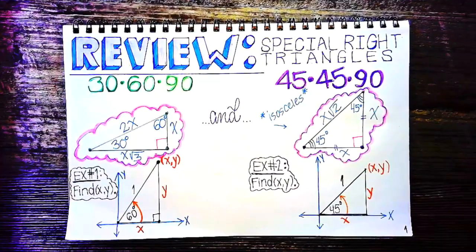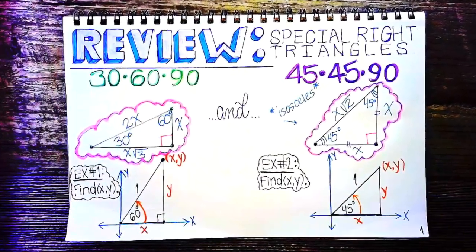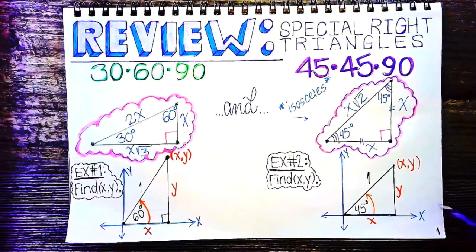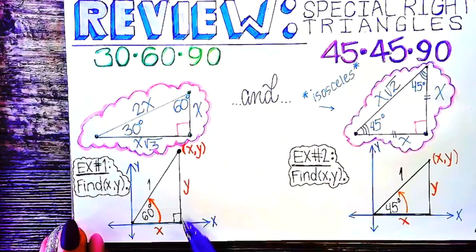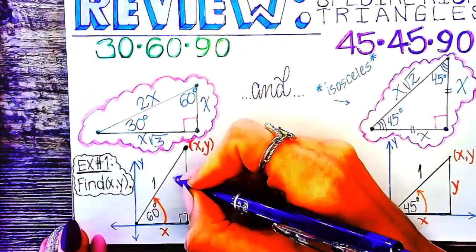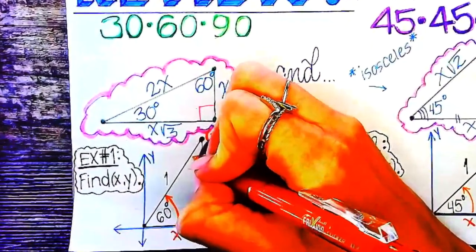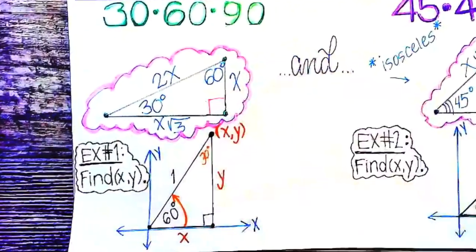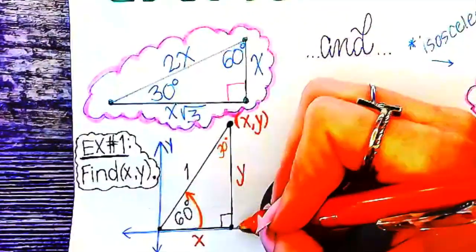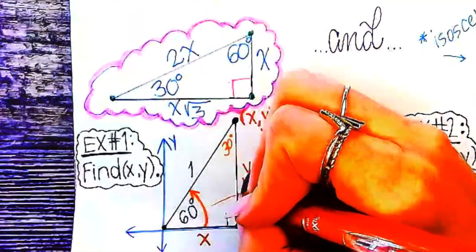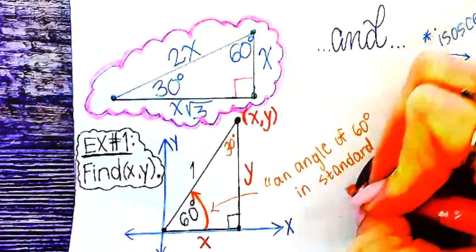Now we're going to move on to example 1. Find the coordinate x, y. In this picture, we have a 30-60-90 triangle resting on the positive x-axis in quadrant 1, where we have a 60-degree angle between the x-axis and hypotenuse. Since we have a 60-degree angle and a 90-degree angle, that leaves us 30 degrees for the third angle. It's worth mentioning that since this angle is indicated to have been lifted from the positive x-axis and swept up and counterclockwise, it's actually a perfect example of an angle of 60 degrees in standard position.